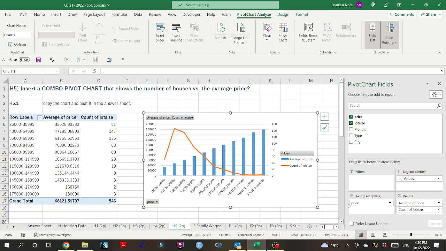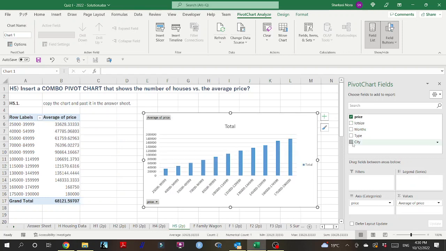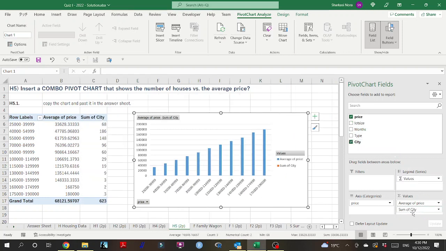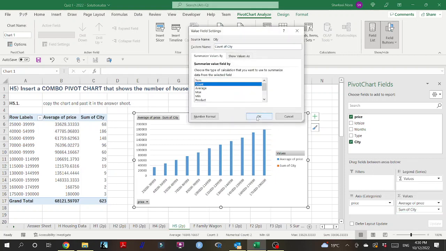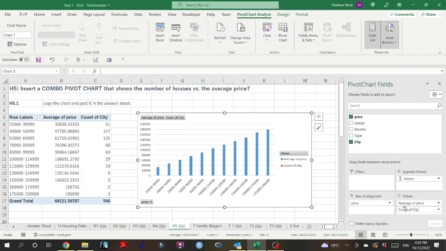So here the question is about the number of houses. The number of houses, you can get that from the count of lot size, or you can even do the count of city, it doesn't matter really, right? You need to put the count. Some of the cities are 0, some of the cities are not 0.